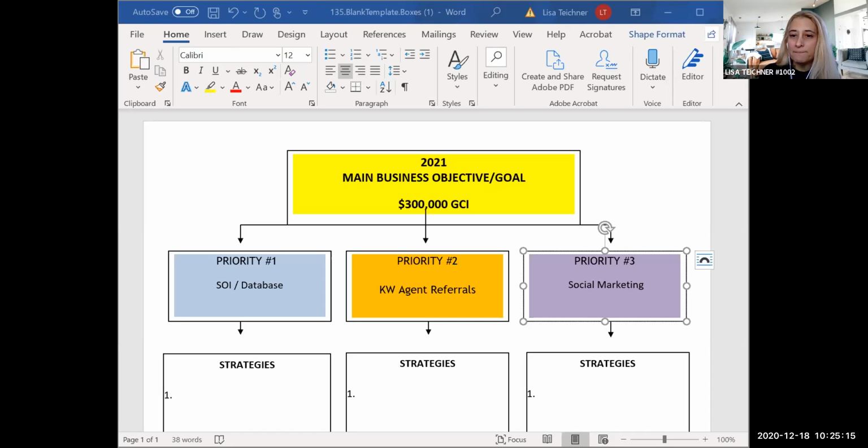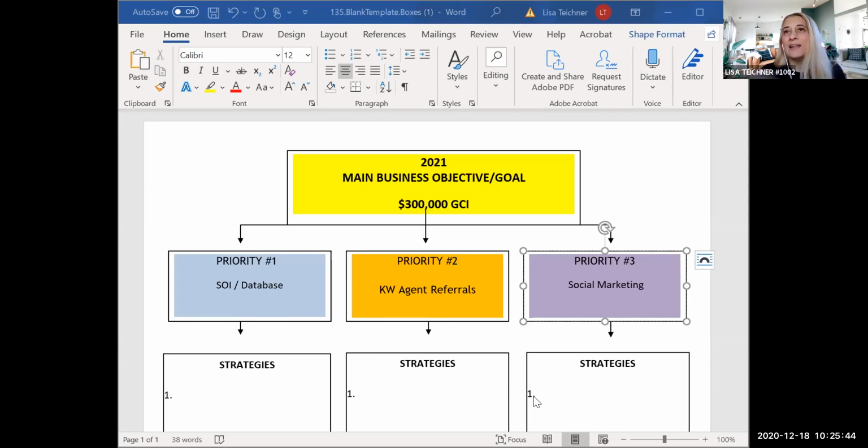Okay, so I got sidetracked. So average price point. Say I want to close 300,000 in GCI, and I'm basing that off of a 2 3/4% commission, because I'm going to say that's my average commission. So now we want to figure out how many units I want to close to get that 300,000 in GCI, and then what does my average price point need to be?